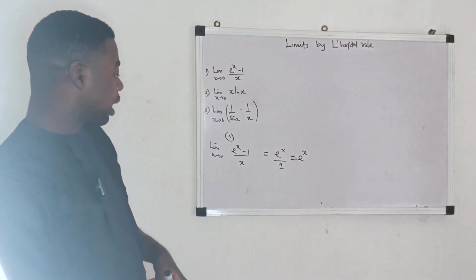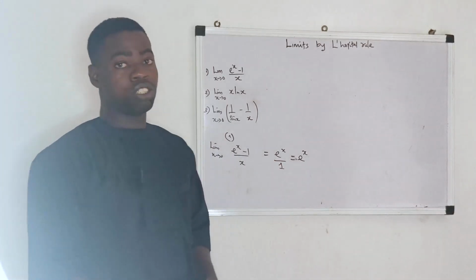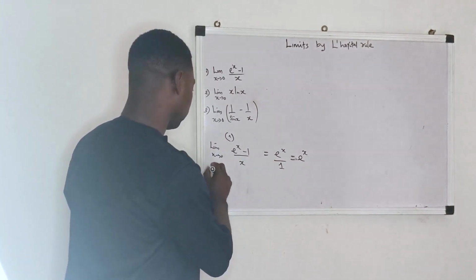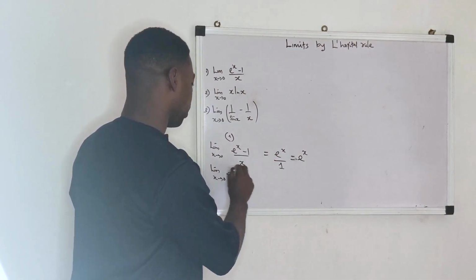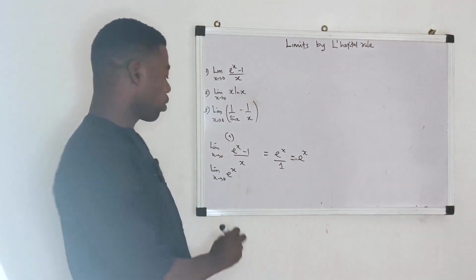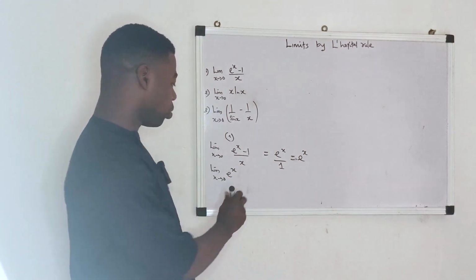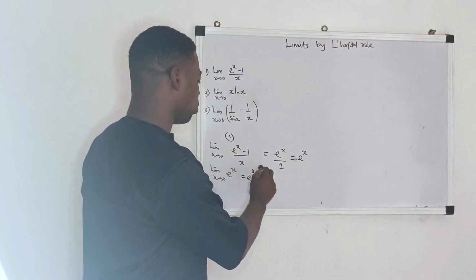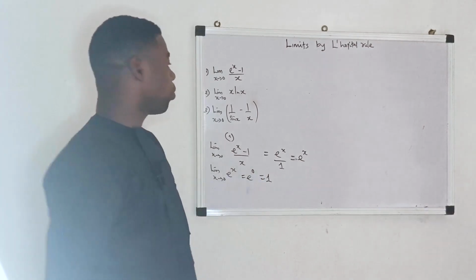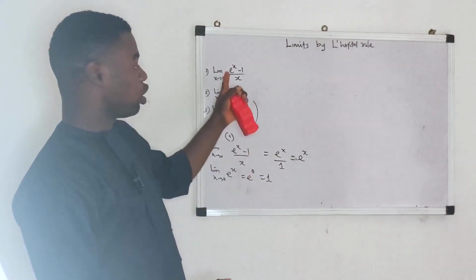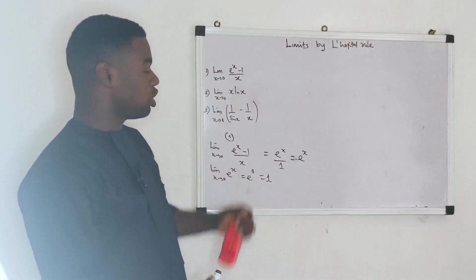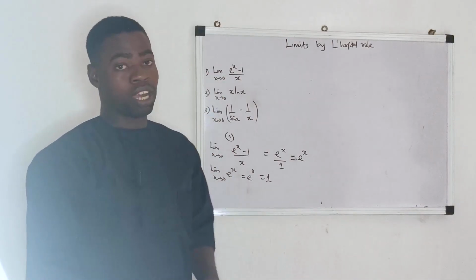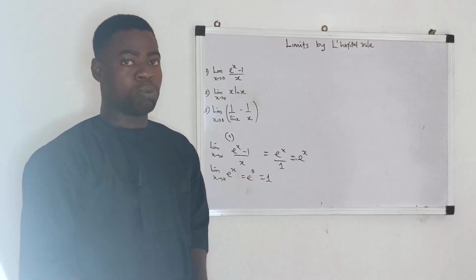Right? So now I can now take the limits of the function that I have. So I have the limit of x approaching 0 for e raised to the power of x, right? And if I put x for 0, then I have e raised to the power of 0, which is equal to 1. Therefore, the limit of e raised to the power of x minus 1 divided by x as x approaches 0 is equal to 1 by method of L'Hopital rule.